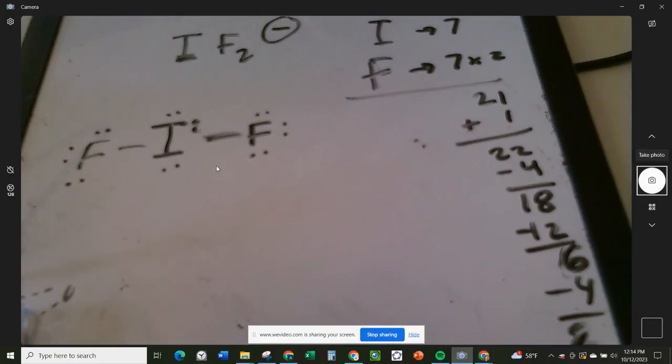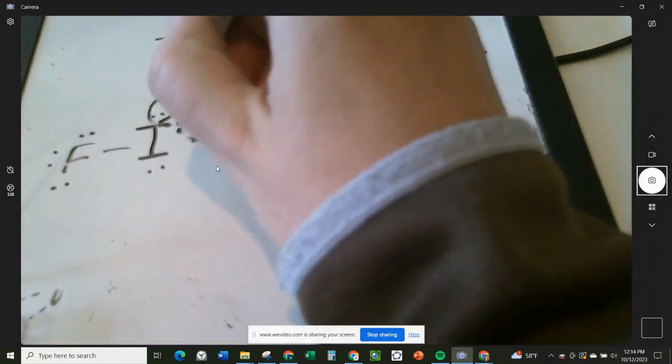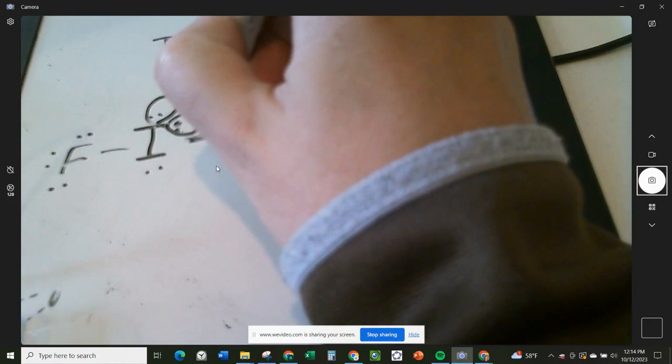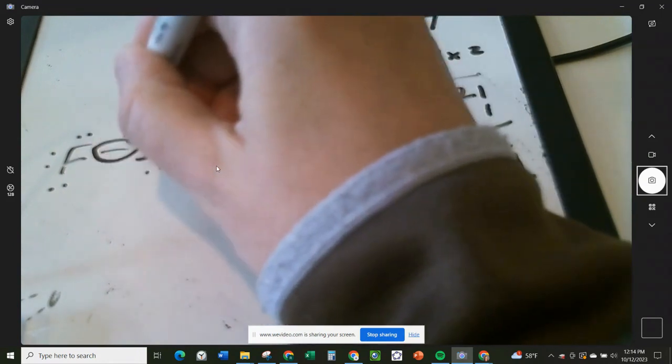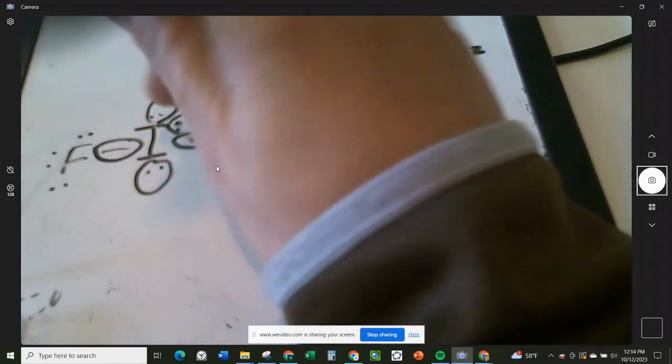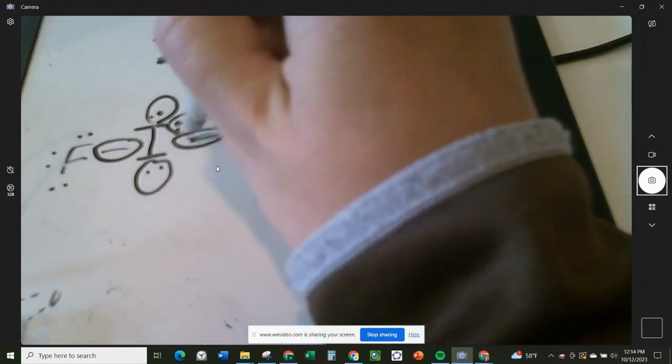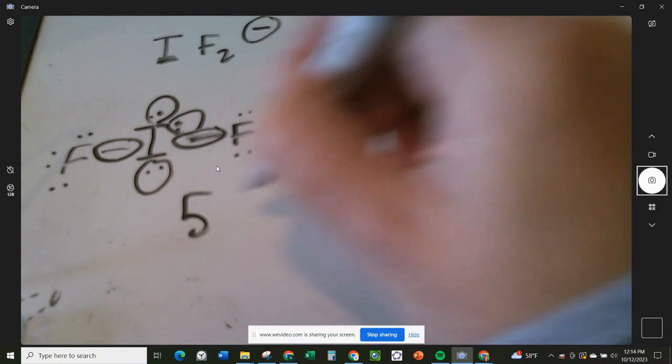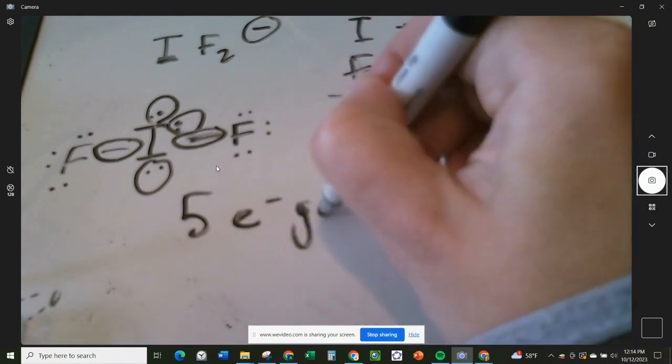Okay, so now that we have our structure, we're going to count the electron domains, the number of electron groups around the central atom. So a lone pair counts as 1. Here's another lone pair. Here's a bond. Here's another bond. Here's a lone pair. So we've got 1, 2, 3, 4, 5. So here we have 5 electron groups.